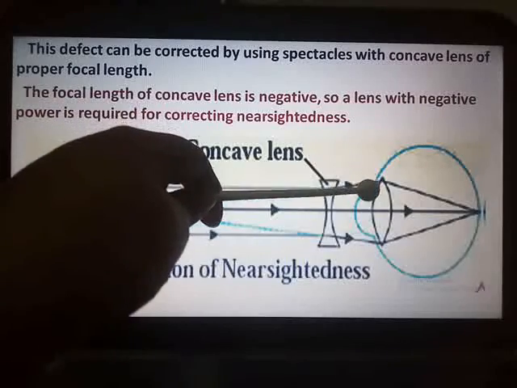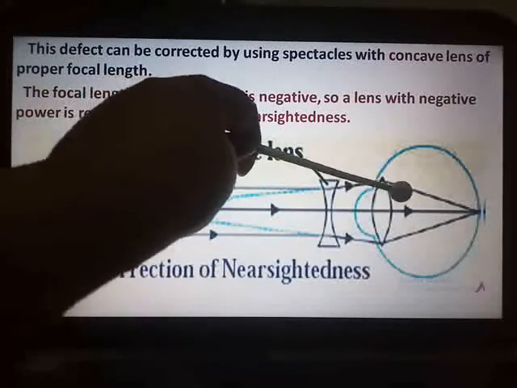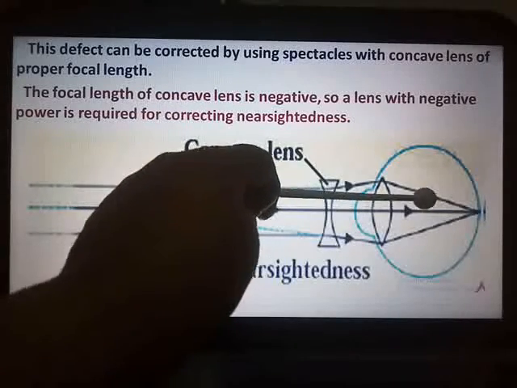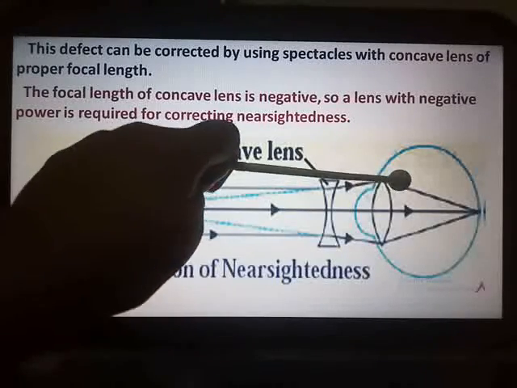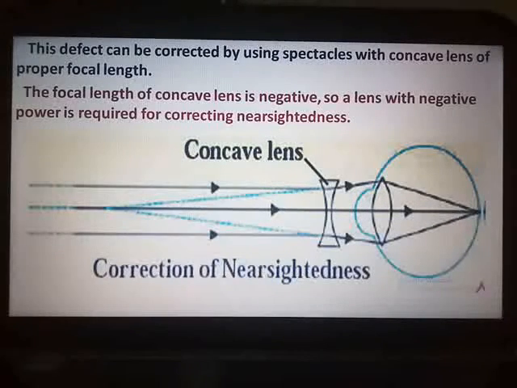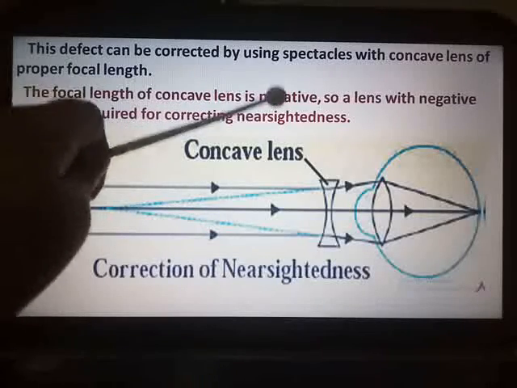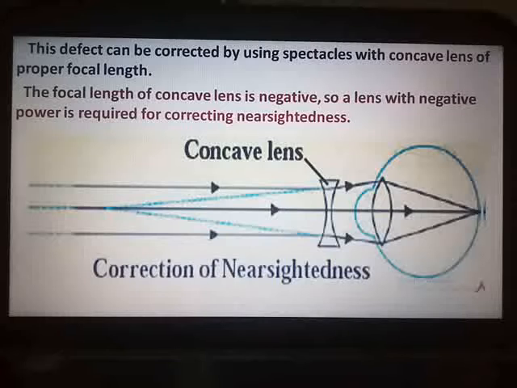So it diverges the incident rays, and these diverged rays can be further converged by the lens in the eye. The lens in our eye is a convex lens. They can be converged with the help of this lens in the eye to form the image of the far object on the retina. The focal length of concave lens is negative. So a lens with negative power is required for correcting nearsightedness.